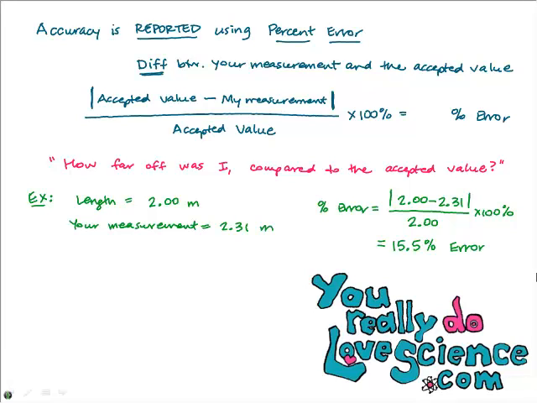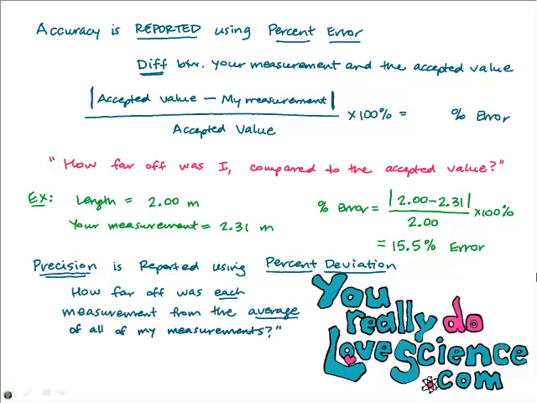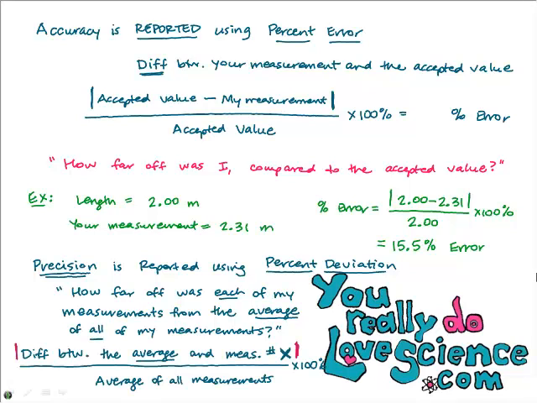Well, now what we're going to do is look at how to report precision results. Precision is reported using something called percent deviation. Percent deviation is like saying, how far off was each of my measurements from the average of all of my measurements? So for percent deviation, you're going to have more than one measurement.